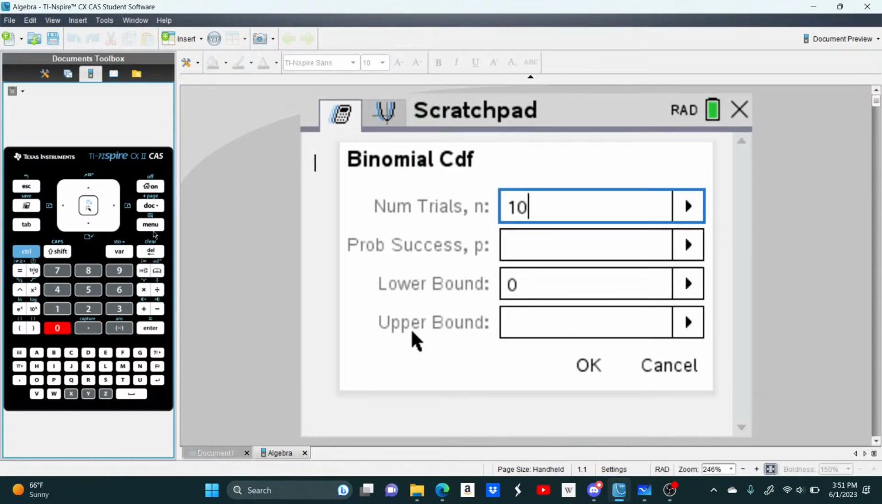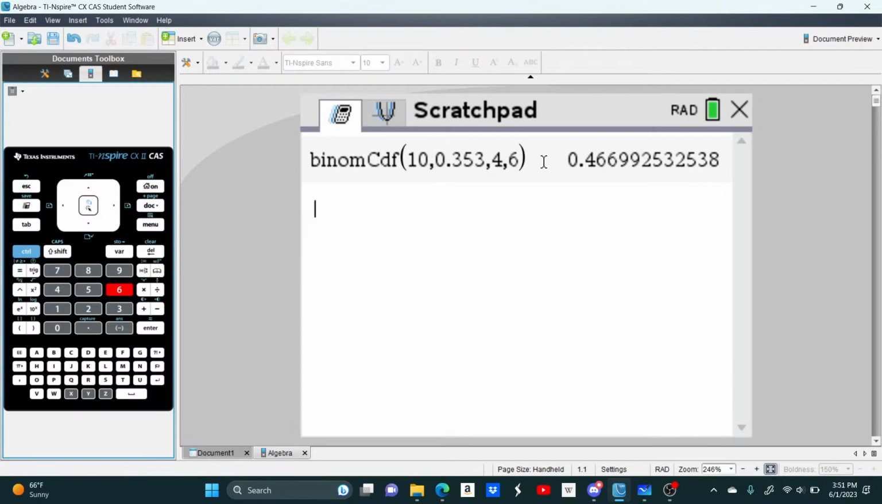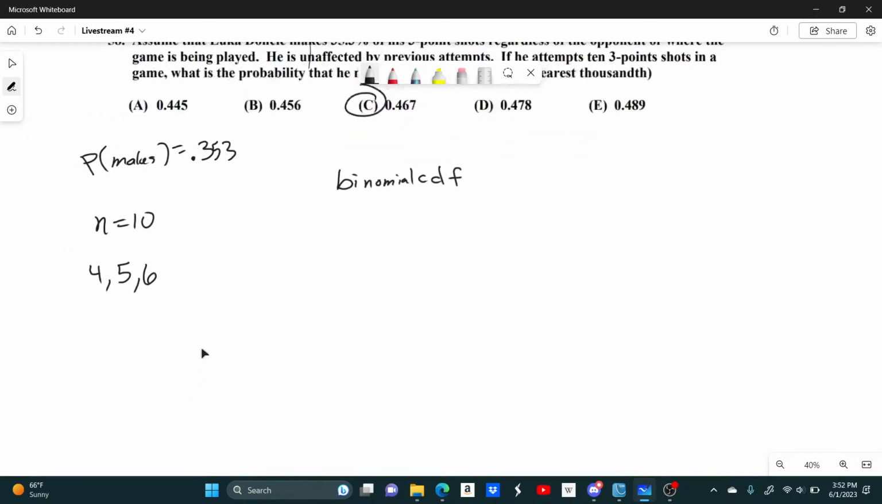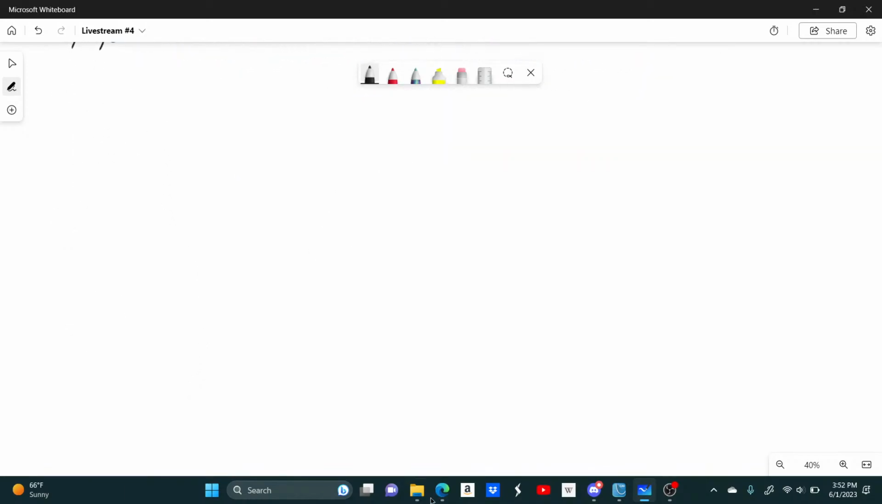So we have 10 trials because you shoot 10 shots. Probability of making one is 0.353. And you want to know the probability of making 4, 5, or 6 shots. So your lower bound would be 4, upper bound would be 6. And that gives you a probability of 46.7%. Yep, so that's answer choice C. Okay, 2 left.